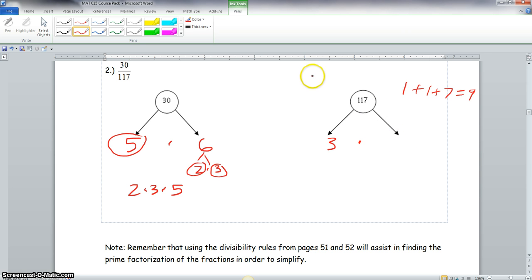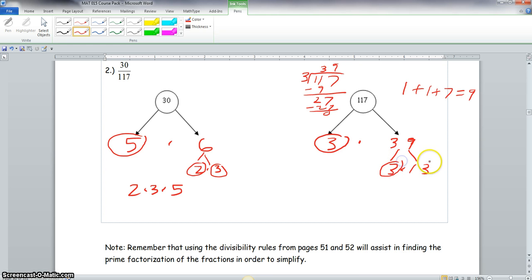Now we can go off to the side here and take 3 into 117. 3 goes into 11 3 times. 11 minus 9 is 2. Bring down your 7. 3 goes into 27 9 times, and you have no remainder. So it'll be 3 times 39 is 117. Now we know 3 is prime and 39 is not, because 3 times 13 is 39. So 3 is prime and 13 is prime. So our prime factorization of 117 is 3 times 3 times 13.